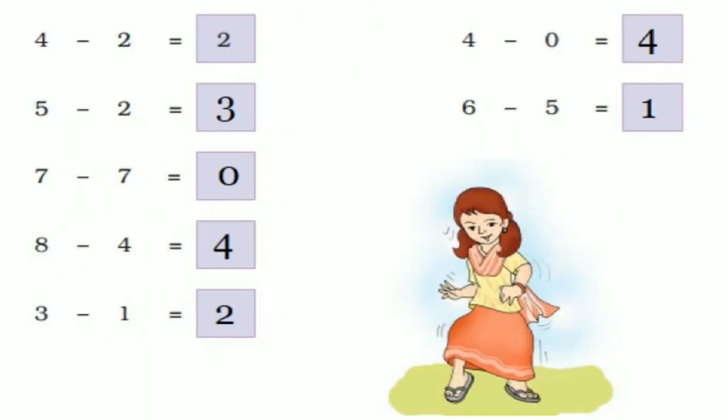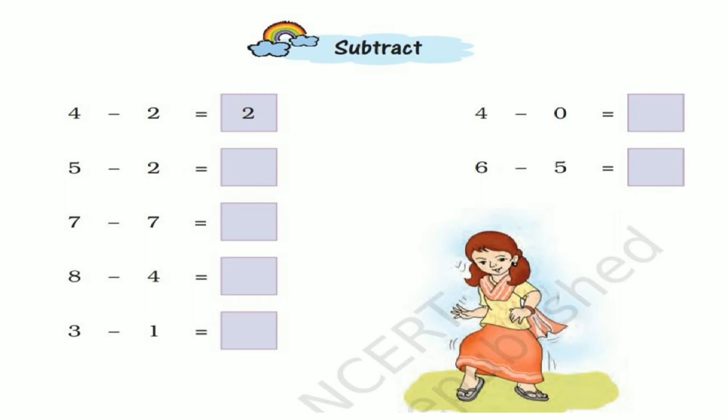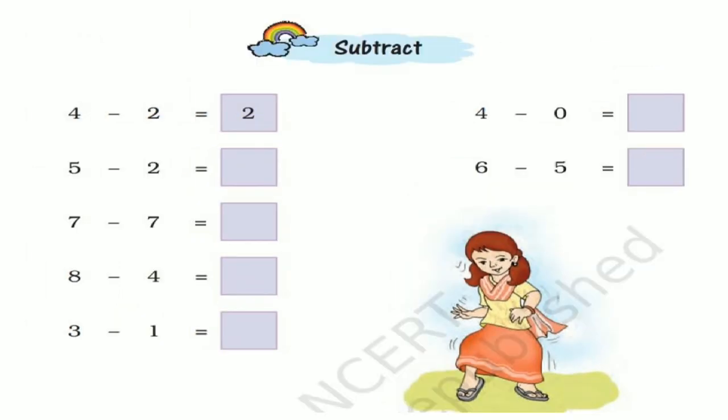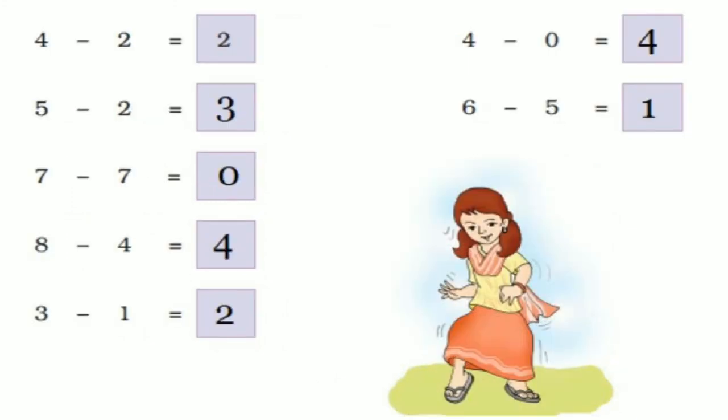Next, 7 minus 7. 7 minus 7 is 0. Next, 8 minus 4. Let us count from 4 to 8. 5, 6, 7, 8. We have counted 4 numbers. So 8 minus 4 is equal to 4.